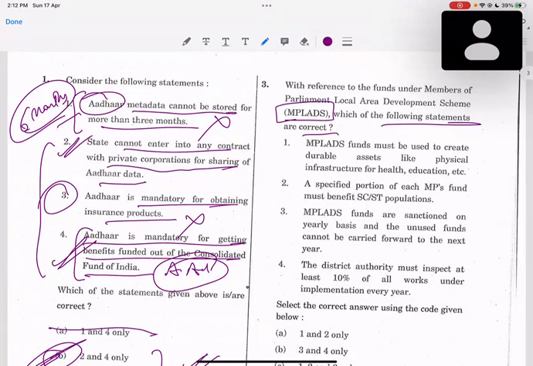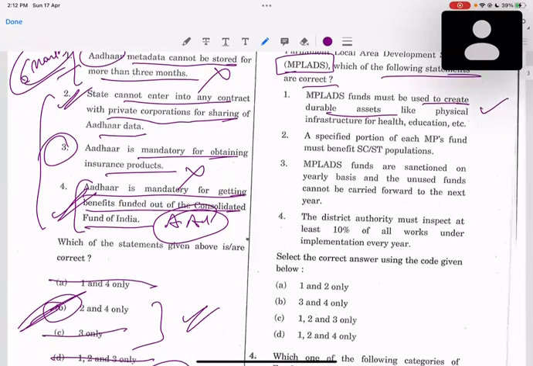But yes, if you have read about the basics of MPLAD under the current affairs section, you must have read about it. It is used to create durable assets. Yes, true. Then, specified portions of each MP's fund must benefit SC/ST population. Yes. For SC it says 15% and ST 7.5%. Right question. This also should have been attempted. So 1 and 2 are correct. If we use the elimination technique, 1 and 2, 1 and 2, so definitely B is not the answer.